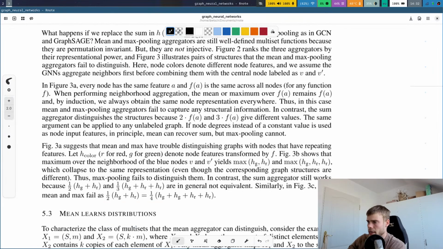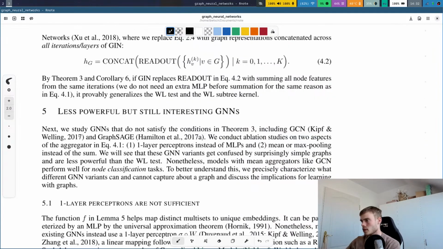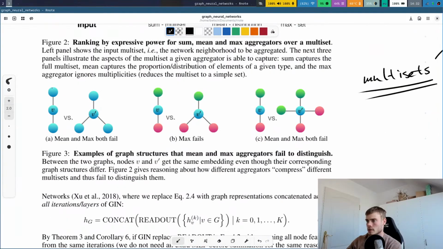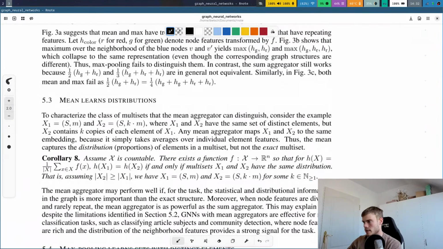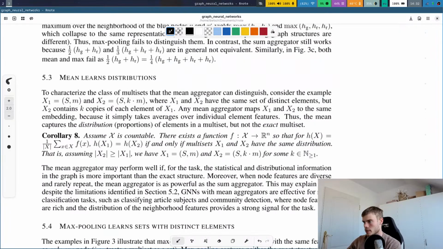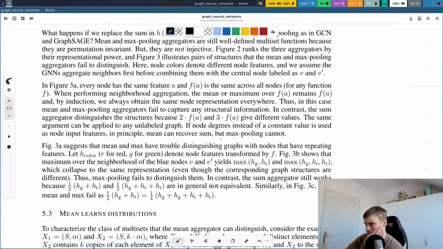In Figure 3a, every node has the same feature A, and f of A is the same across all nodes for any function f. So the blue dot always produces the same embedding, essentially, and they are different from the green and the red. Thus, in this case, mean and max pooling aggregators fail to capture any structural information.